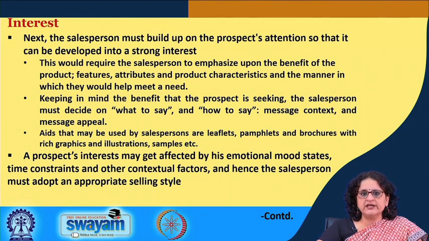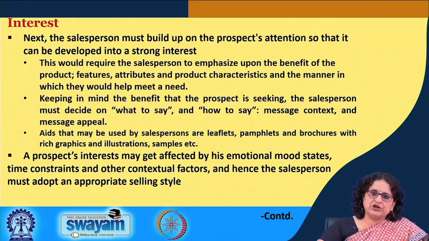The salesperson may also use certain aids to develop a strong interest in the consumers' minds. These aids could be in the form of leaflets, pamphlets, brochures, with very rich graphics and illustrations. He could also use prototypes and samples, which would again be able to arouse the prospects' interest. And prospects' interests also may get affected by his emotional mood states, the time constraints and other contextual factors. So it's very important that the salesperson understands such characteristics which may affect the dyadic relationship to continue. And accordingly, once the salesperson understands these constraints, these factors, he must adopt an appropriate selling style so that the buyer-seller dyad can continue.